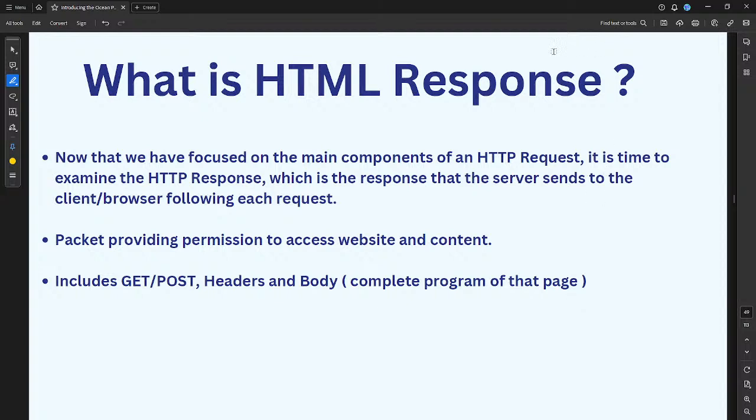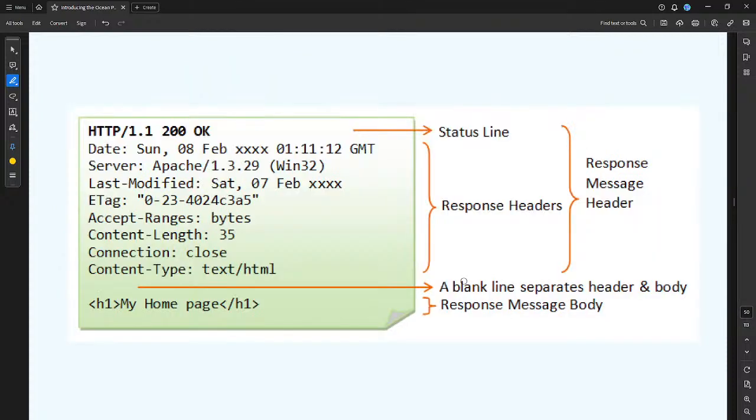Now what is a response, or what is the HTTP response? Now that we've focused on the main components of the HTTP request, it is time for us to examine the HTTP response, which is the response that the server sends to the client following each request. Each packet provides permissions to access websites and context. Of course, we include the get, post, headers, bodies, and the complete program of that page. So we've seen the request.